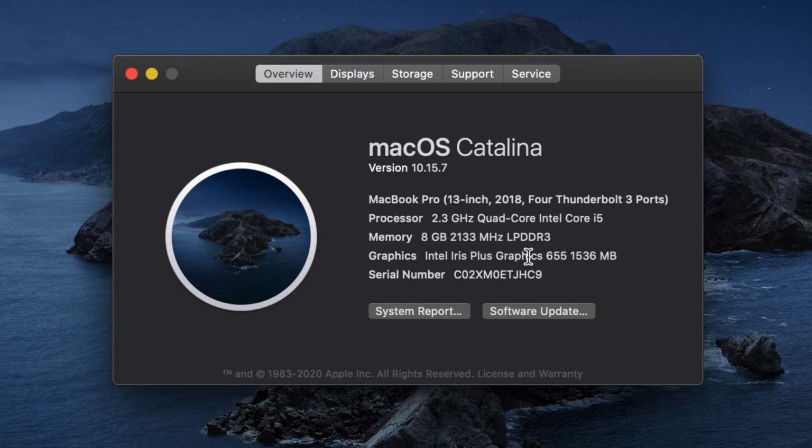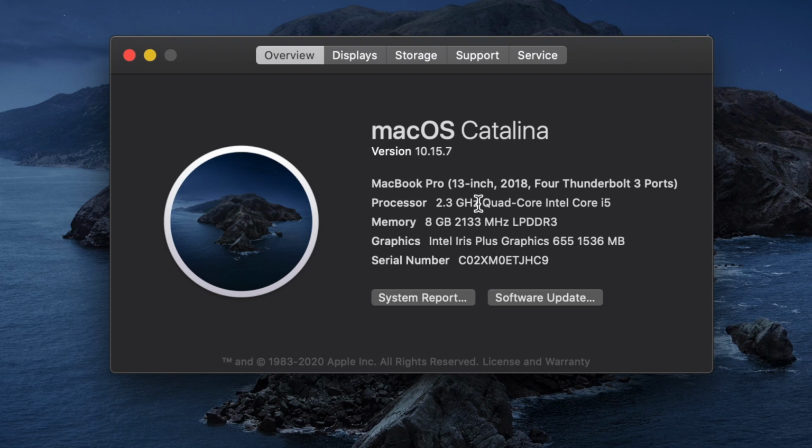Processor is processing tasks. You give your computer tasks to do. The core, quad core, that means there's 4 cores. What is a core? It's like the computer's brain. So this computer has 4 brains, and each brain can handle 1 task at a time. So having 4 brains is great because you can do 4 tasks at a time. And then there's processing speed, 2.3 gigahertz. The higher that number is, the faster each brain can process the task.